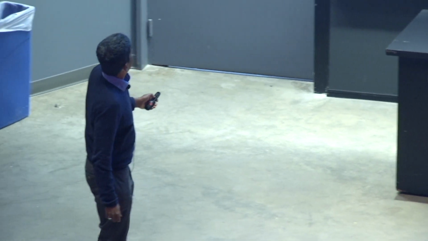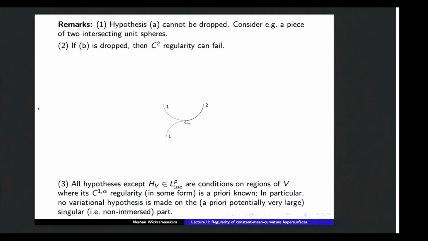Okay, so now the examples that show that these are necessary assumptions. For the classical singularities, clearly you can take two spheres crossing, pieces of spheres or cylinders.